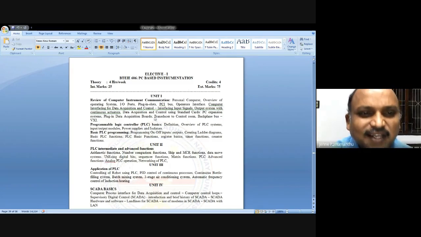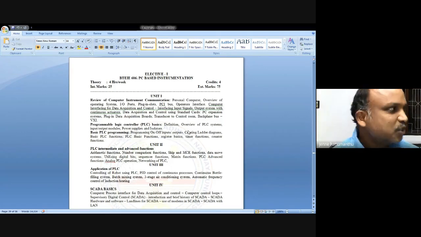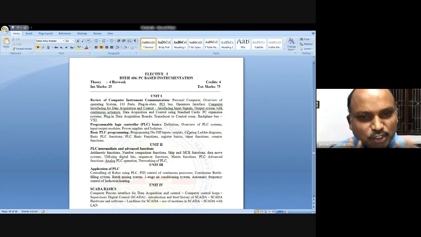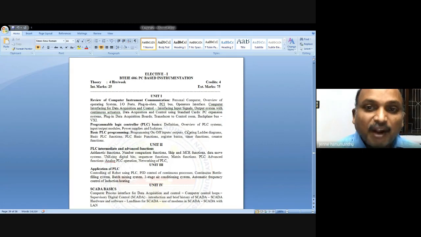what exactly is the meaning of PC-based instrumentation? The name itself says that it is an instrumentation subject. There is no doubt about it. It is an instrumentation subject, right? So here the subject deals with instruments, no doubt, instruments. But apart from these instruments, this subject mainly focuses on the computer system.